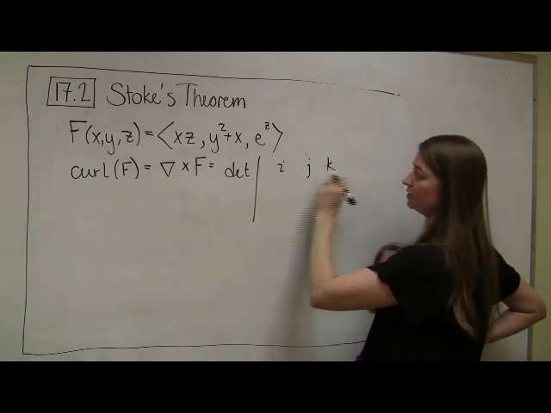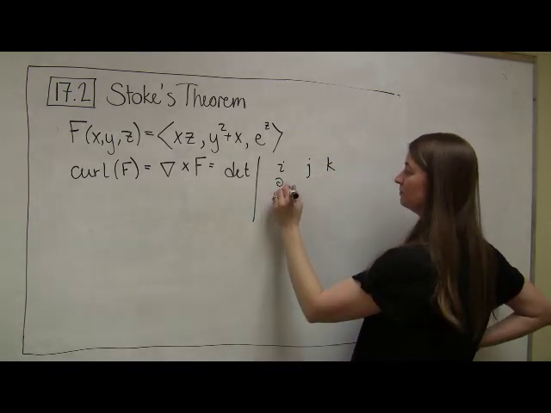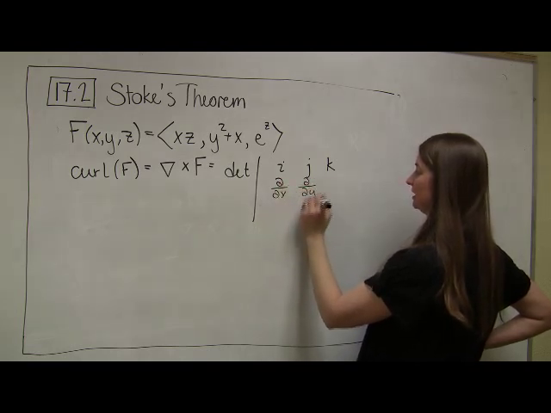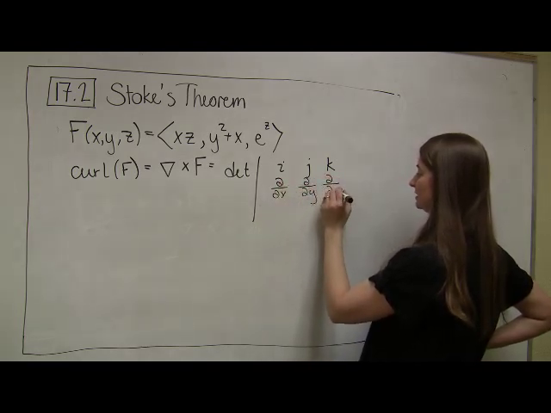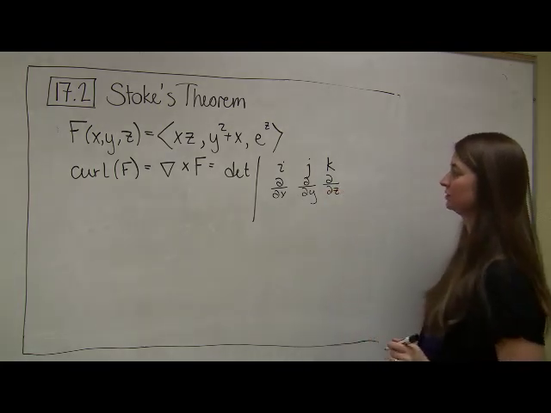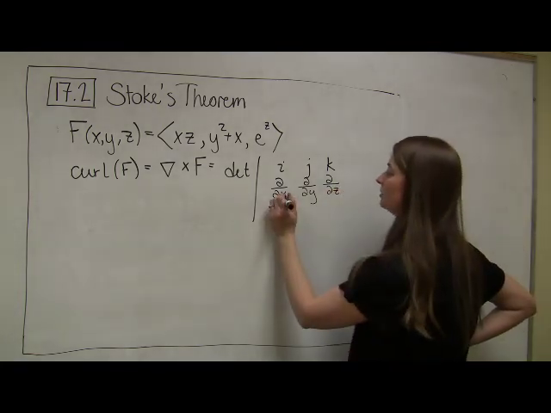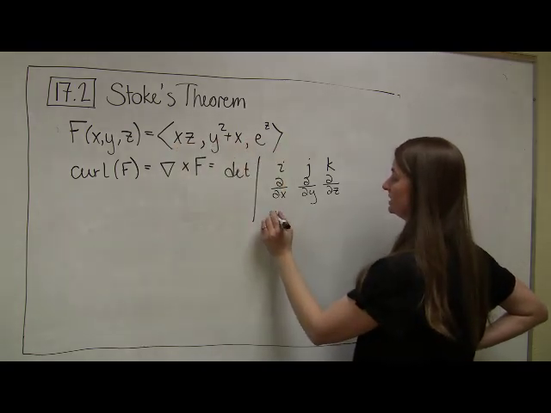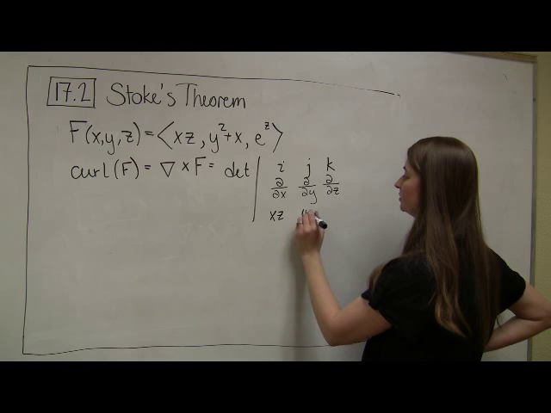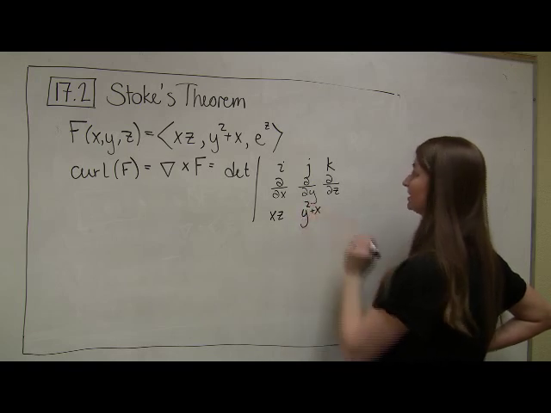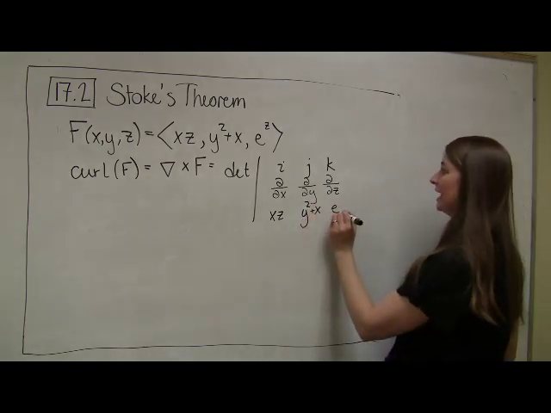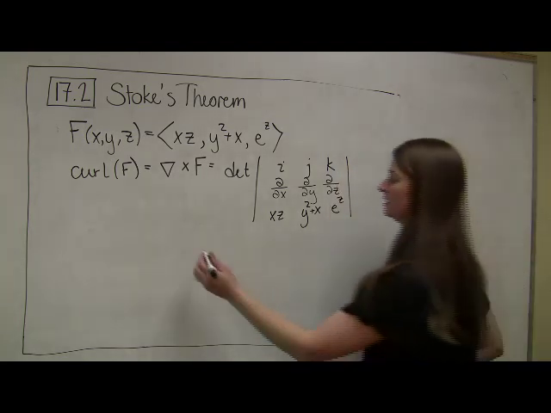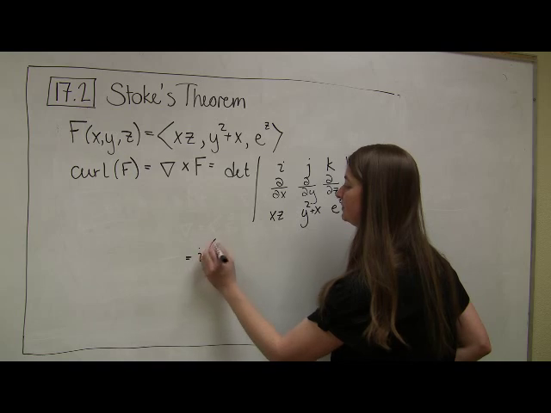In my first row, I use my gradient operator, and it's each of my partials with respect to each of the variables: the partial with respect to x, the partial with respect to y, and the partial with respect to z. And then my final row is going to be each of the components of my f function. So in this case, I have xz as my first component function, y squared plus x as my second component function, and e to the z as my third component function. So let's take the determinant of this matrix.